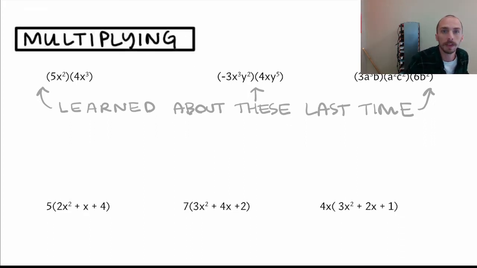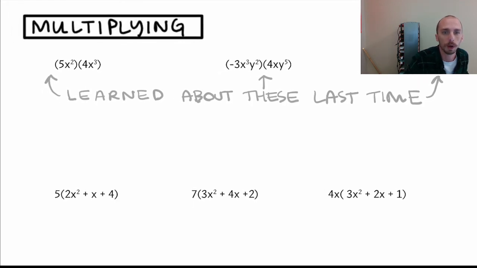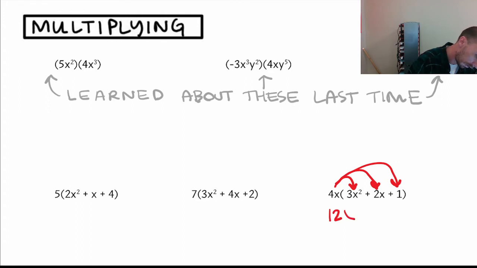The difference today is that we're seeing some addition in here, so that's where we're going to need to use the distributive property. This is one of those things I've seen y'all doing good with. So I'm distributing the 4x over all of these terms. 4x times 3x squared: 4 times 3 is 12, x times x squared is x to the third. 4x times 2x is 8x squared, and 4x times 1 is 4x.